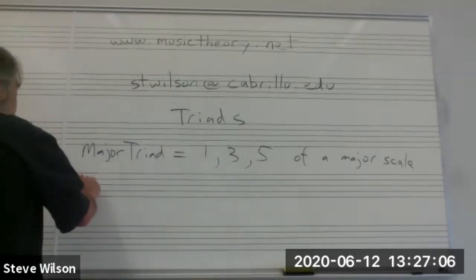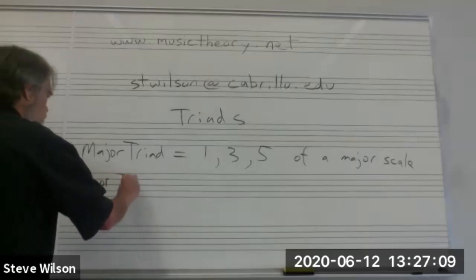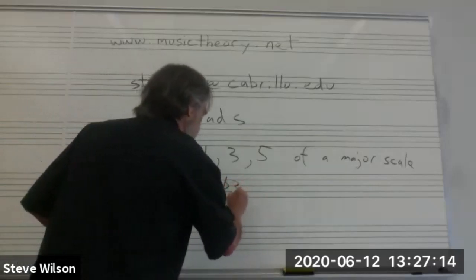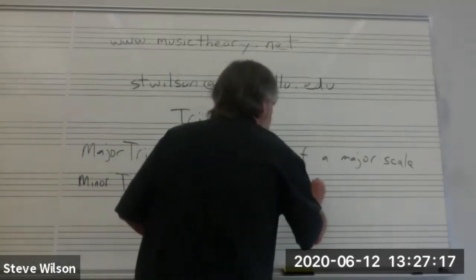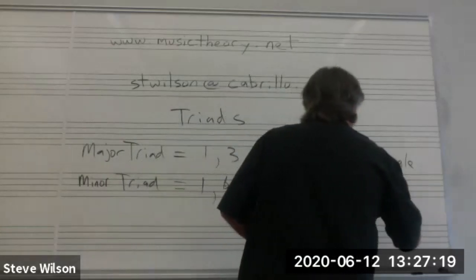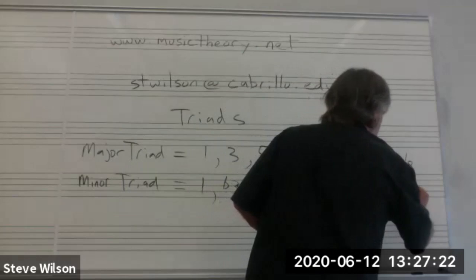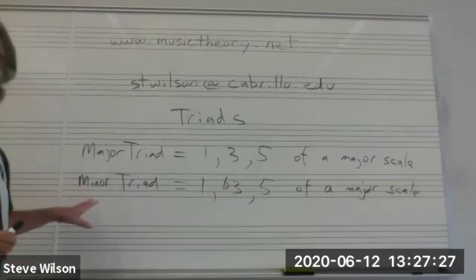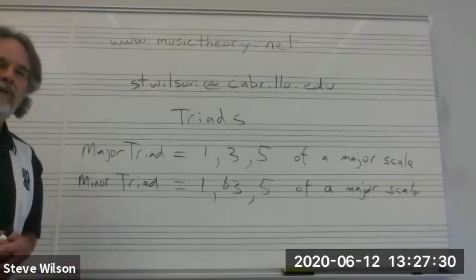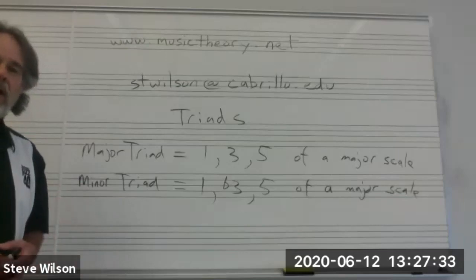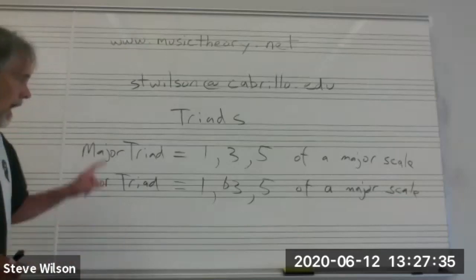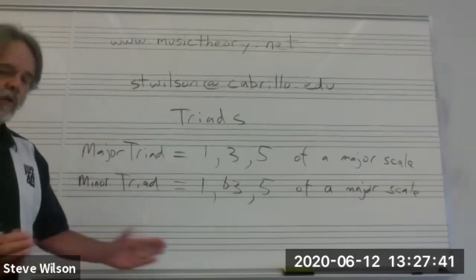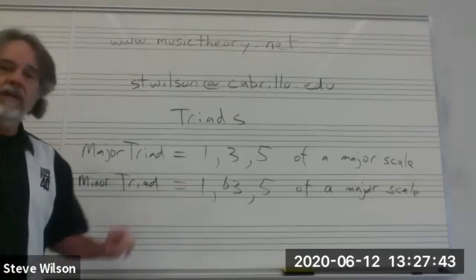The next one is a minor triad. And that equals 1, flat 3, 5 of a major scale. Now you might be saying to yourself, wait a minute, why don't we use a minor scale for minor triads? Well, first of all, there are at least 3 different types of minor scales, and that gets confusing. Which scale are we going to use, and so forth. I just find that the major scale is a really consistent yardstick or ruler that can be used to figure out any kind of chord.